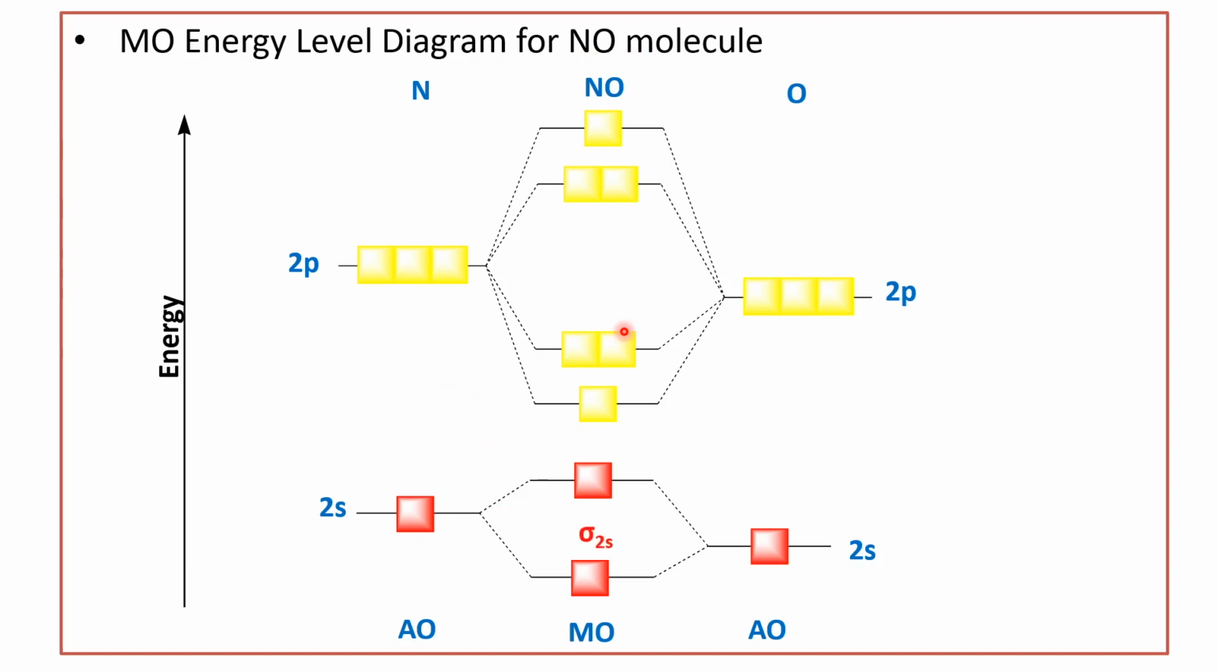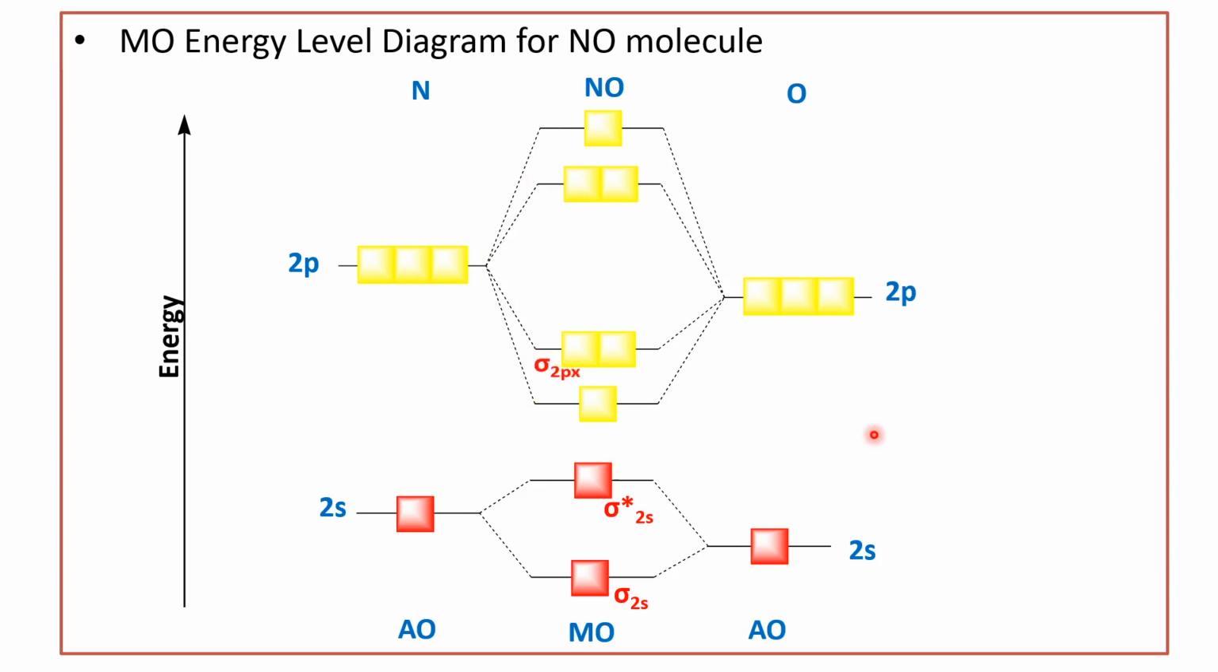So, for the molecular orbitals, the lowest are the sigma 2s and the sigma asterisk 2s. They are formed from the overlapping of the 2s atomic orbitals. Then when there is overlapping of the 2p atomic orbitals, we have a total of 3 plus 3, that is 6 atomic orbitals from the nitrogen and the oxygen. That means there will be 6 molecular orbitals. Out of the 6 molecular orbitals, the lower 3 will be bonding and the upper 3 will be anti-bonding.